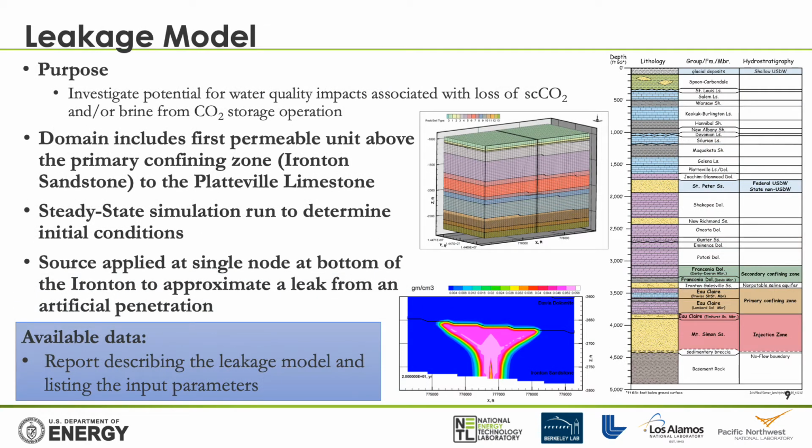The leakage model was developed to investigate the potential for water quality impacts associated with loss of supercritical CO2 or brine from the storage operation as part of the Class 6 permit application. The model domain extends vertically from the first permeable unit above the primary confining zone to the limestone units just above the lowermost USDW. The stratigraphy and rock properties from this model were used as the basis for the FutureGen 2.0 aquifer component.